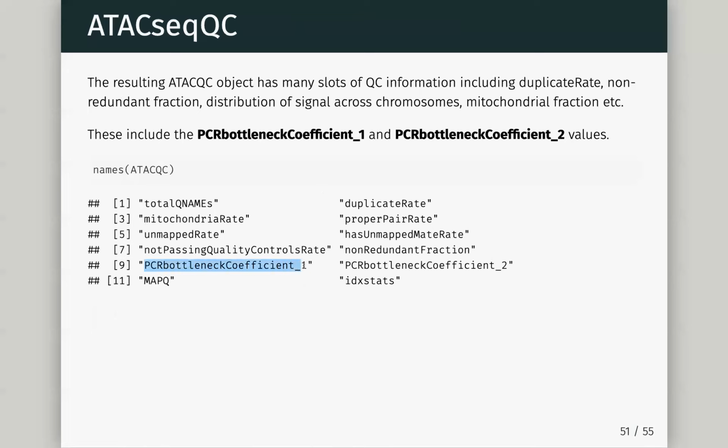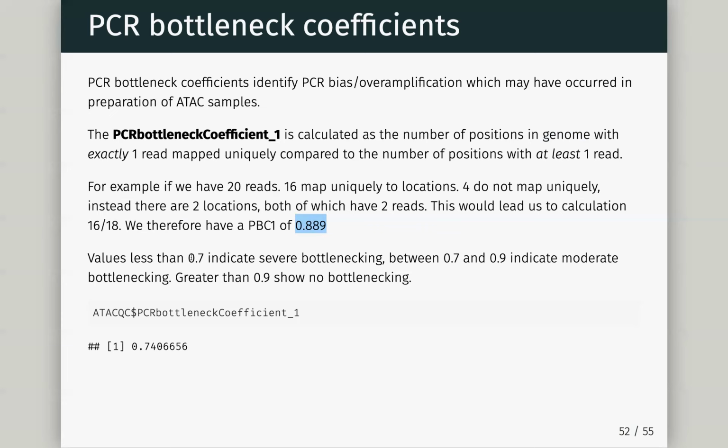What we really want to know is what is a good score here. And ENCODE, this is the great thing about these big consortiums, because they run hundreds of data sets, they can set top and bottom boundaries. And they would say below 0.7 would indicate severe bottlenecking, 0.7 to 0.9, moderate, 0.9 and above, no bottleneck.